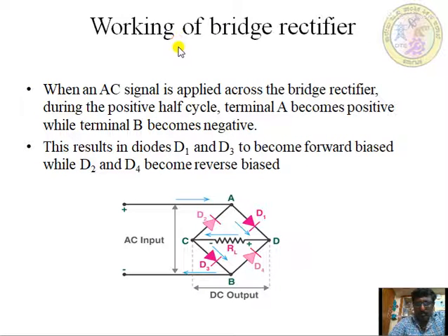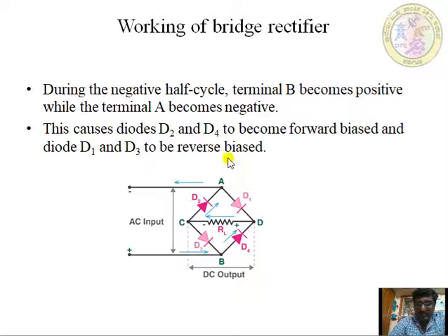Next we will go to the working of a bridge rectifier. See here, if you go through the circuit, during the positive half cycle the two diodes D1 and D3 are forward biased, that is, they are like a closed switch. So there is a flow of current across the load resistor RL, and the diodes D2 and D4 are in an off state, that is, they are in reverse bias, and there will be no flow of current. So next, in the negative half cycle, what is happening?